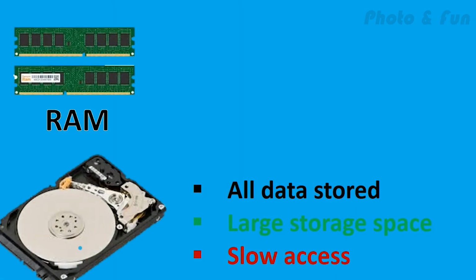That's why the RAM comes in. RAM is another form of storage. It stores the same kind of data as your hard drive, but RAM sacrifices storage.